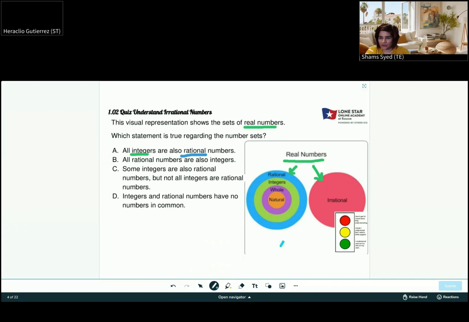Are all integers also rational numbers? What do you guys have to say about that? These are integers, right? Can you say that all integers are also rational numbers? Heraclio, I do see your hand is raised here. Isabella says yes. Isabella, you are right.